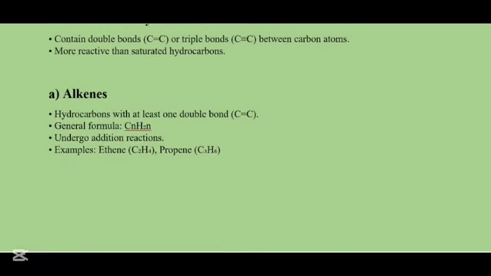Now, unsaturated hydrocarbons form double bonds or triple bonds between the carbon atoms. They are more reactive than the saturated hydrocarbons. The first type is alkene. It is a hydrocarbon with at least one double bond. This means that it is a type of unsaturated hydrocarbon. The general formula for alkene is CnH2n. Alkenes undergo addition reactions and examples include ethene, propene, butene, etc.